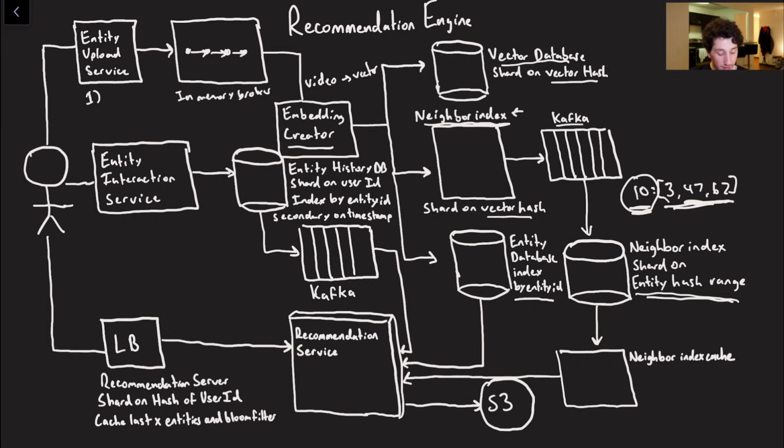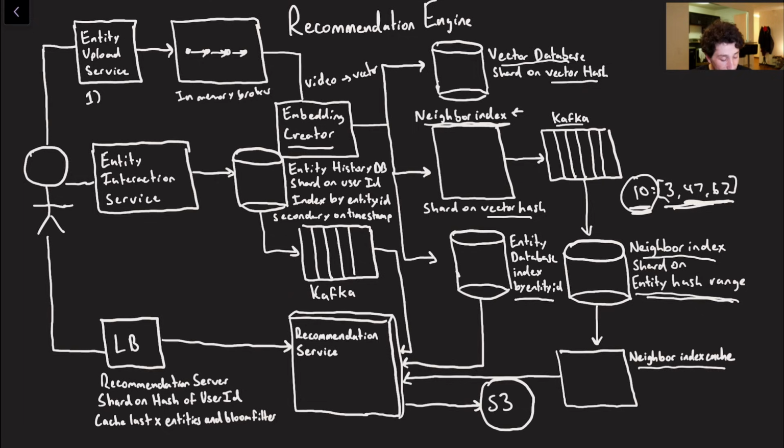The reasoning being that for a given entity ID, I would like to be able to very quickly find its embedding, and so we need an index to do that. Great. We have all of that. So we've got our neighbor index, that we care about basically for being able to quickly figure out all the neighbors for a given video that I've watched.